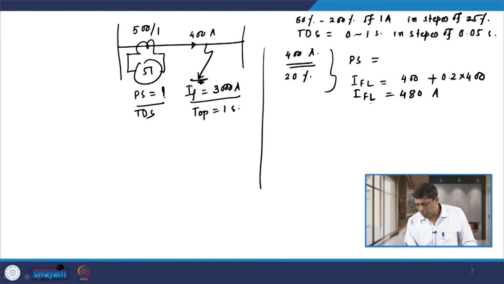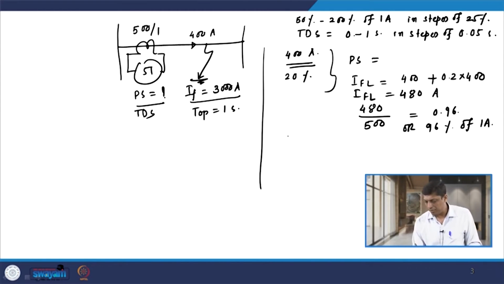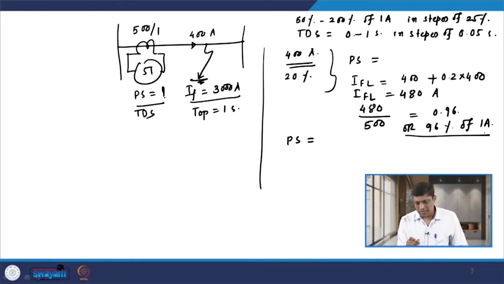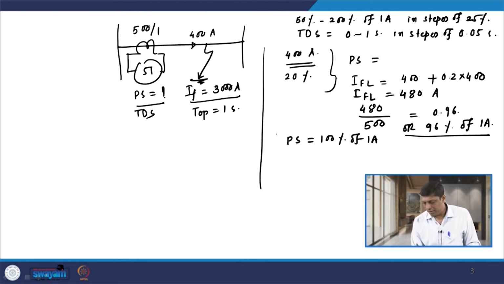So, if I divide this 480 by the CT ratio, that is 500, it comes out to be roughly 0.96, or in percentage 96%. This is of the relay rated current on the secondary side, 1 ampere. Now you can decide the plug setting based on this value. The setting range of this relay is 50% to 200% of 1 ampere in steps of 25. Above 96%, the next step available is 100%. So, we can decide the setting of the relay as 100% of 1 ampere. So, this is one thing that we can calculate.